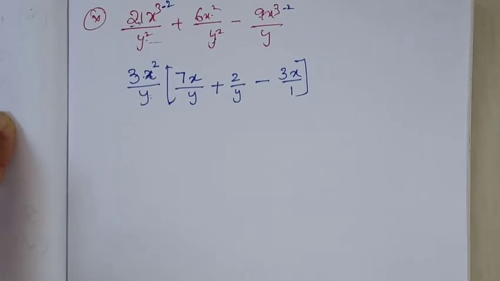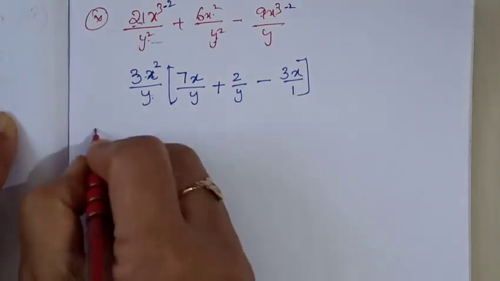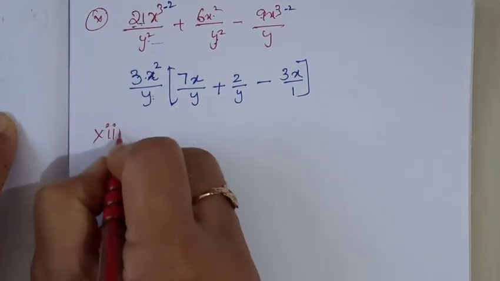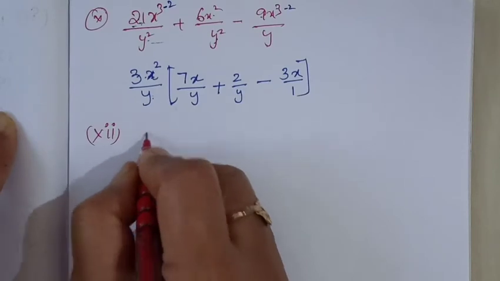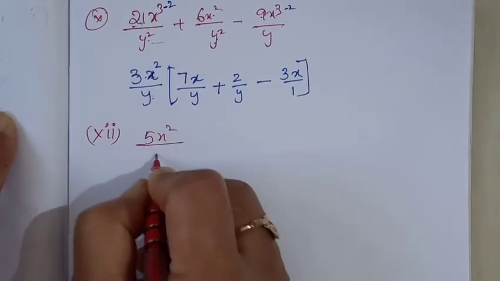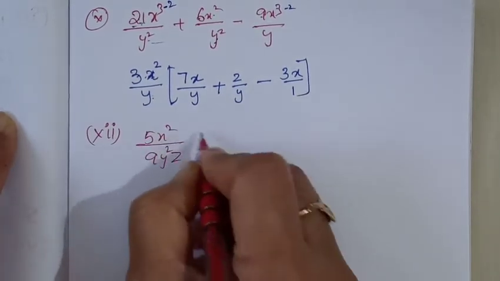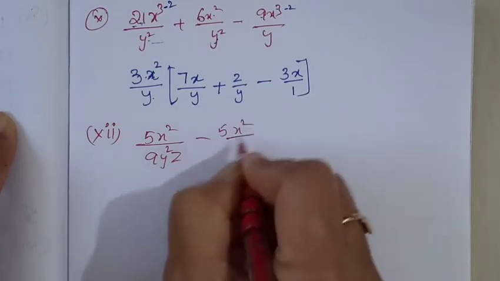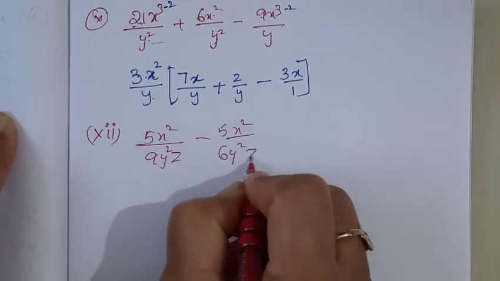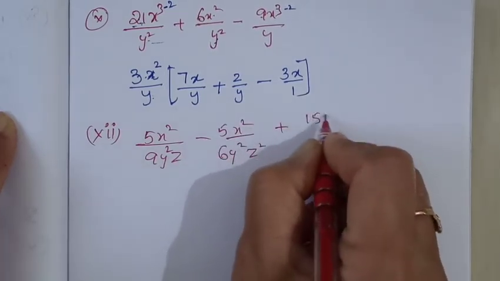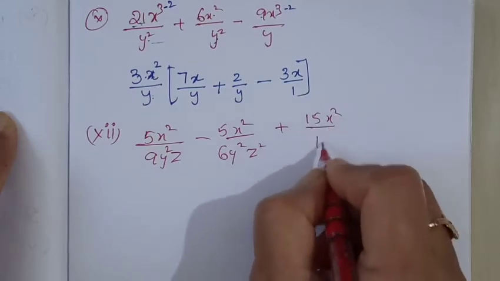Next last question, the 13th one I will explain you, or as 12th question also we will complete. 11th one you try. 5x square by 9y squared z, 5x square by 6y squared z square plus 15x square by 12y square.